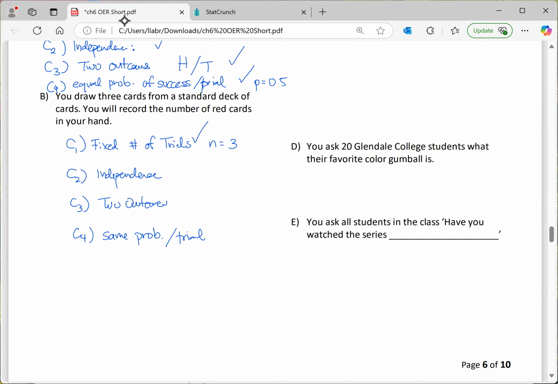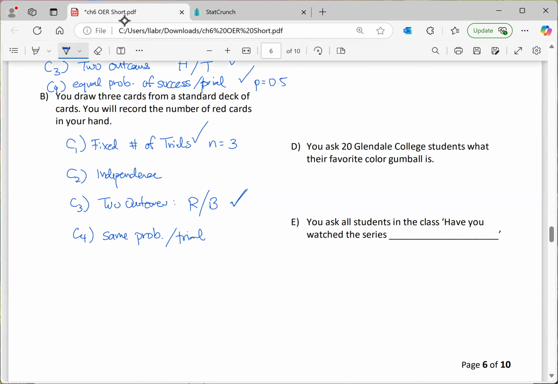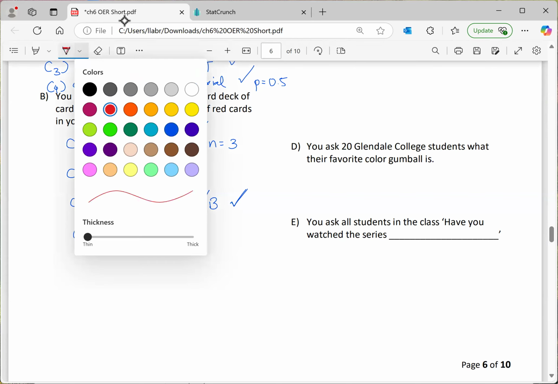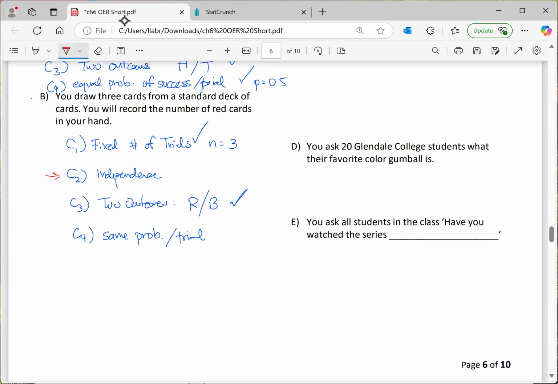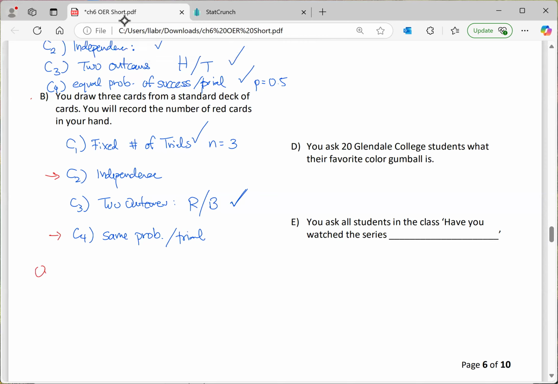Now, the easy one here would be 2 outcomes, because the outcomes that we've got when you draw a card, you're either going to get red or you're going to get a black card. And so that's true. Now, the question for independence and same probability is not clear in this example. So C2 and C4 are actually only met if you're drawing with replacement.